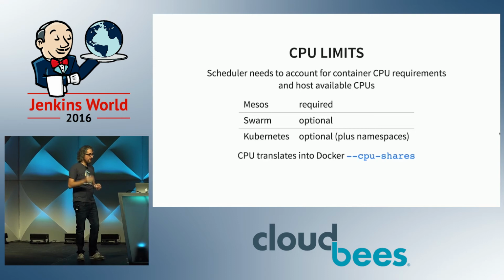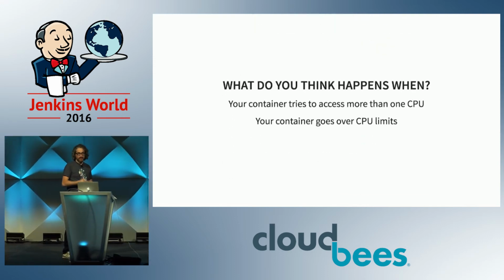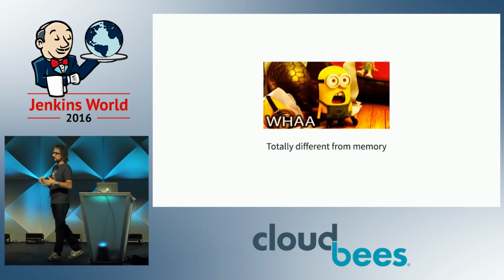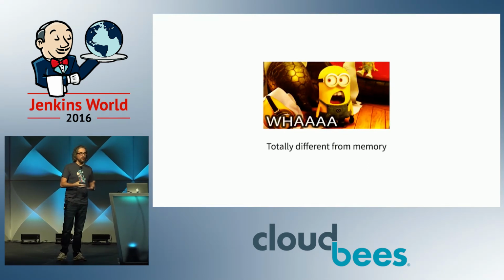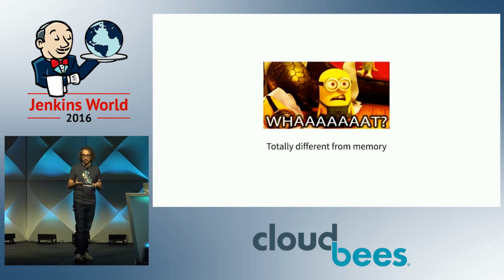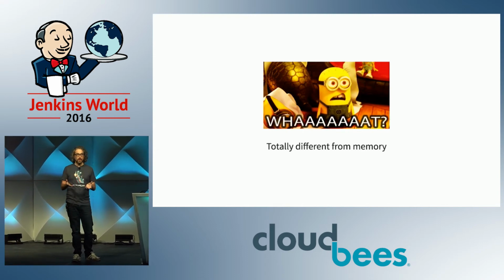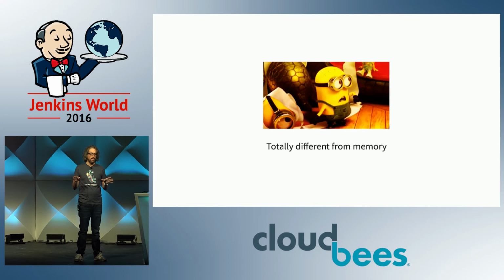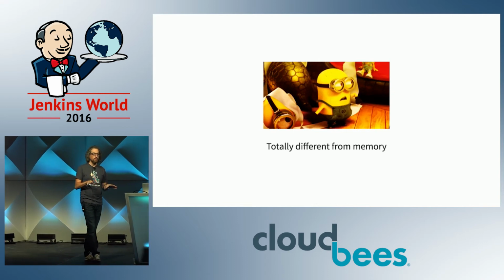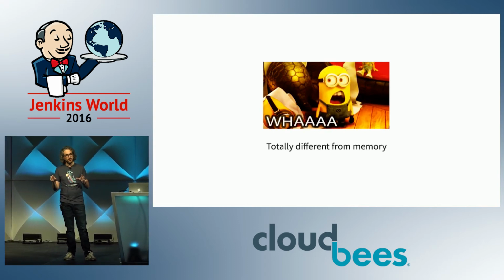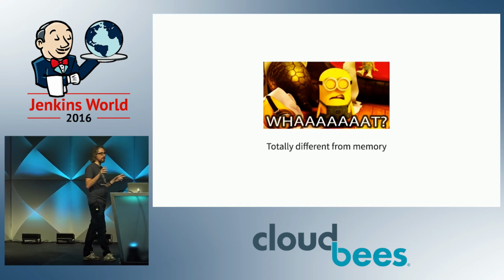No. When it tries to access more than the CPUs that you set, basically in Docker you're saying what share of CPU you allow the container to use. If your container is the only one running in that host, it gets 100% no matter what you tell Docker. It gets all the available CPU. If you have 2 containers and you say, I want 0.1 CPUs for each, each container is going to get half and half.